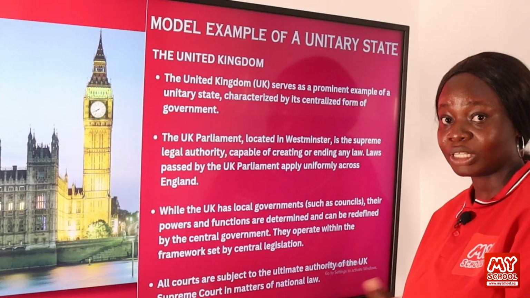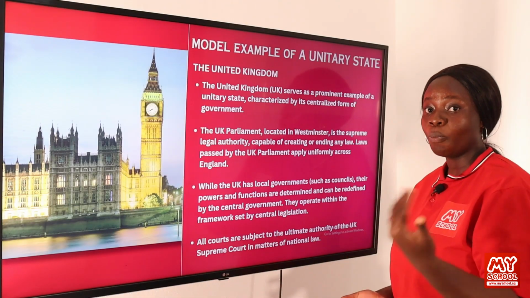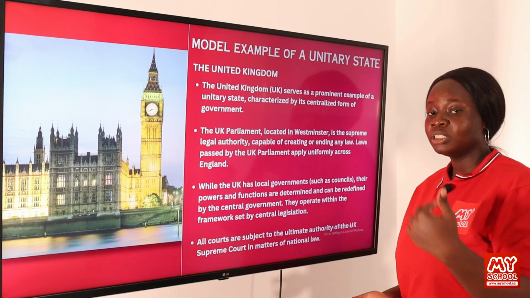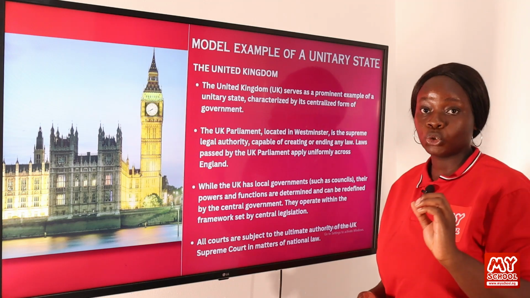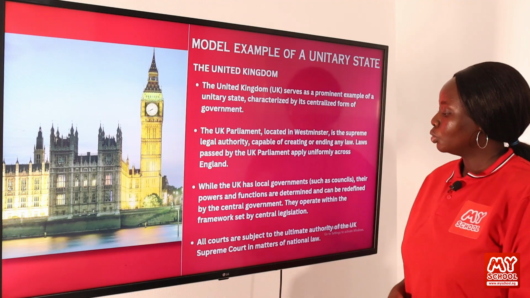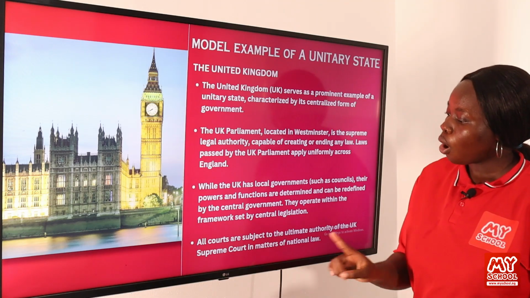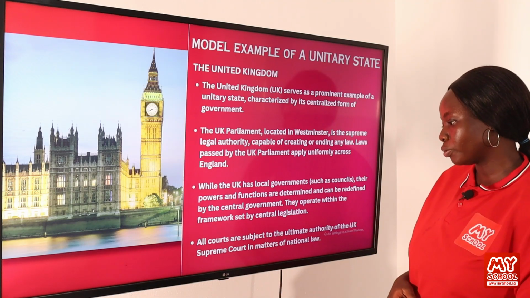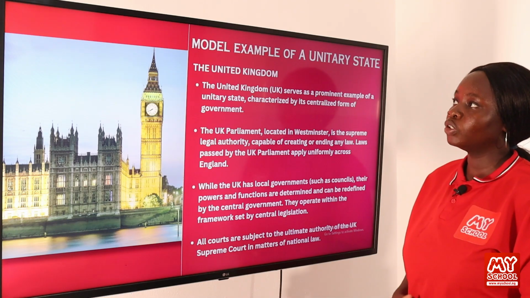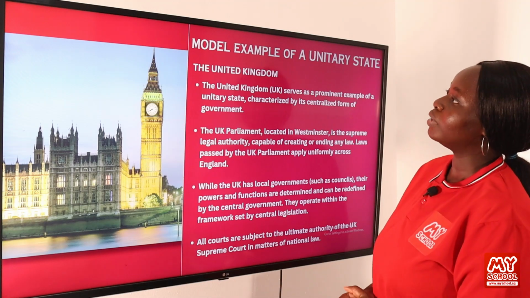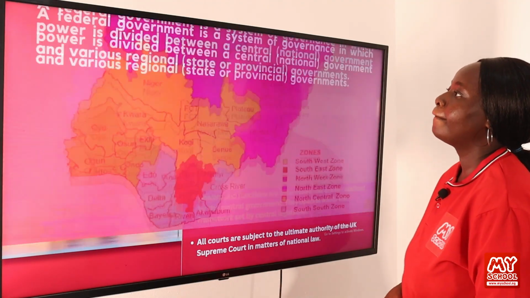They may delegate certain powers to different units within the state, but they still hold central authority. These local units that they've designated power to do not have autonomy, they do not have independence. So they operate within the framework set by the central legislation. All courts are subject to the ultimate authority of the United Kingdom Supreme Court in matters of national law. So this is why the United Kingdom is a model example of a unitary state. Now let's move on to the next slide.